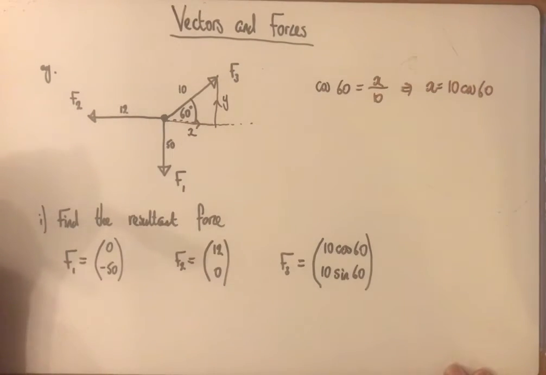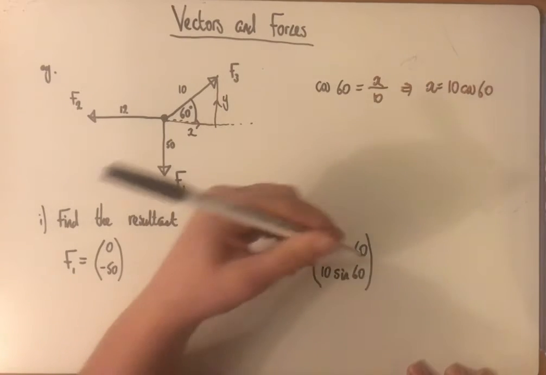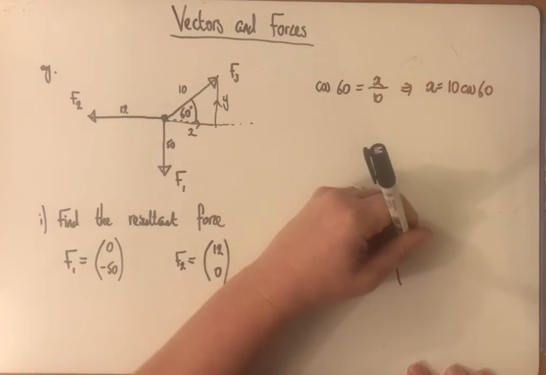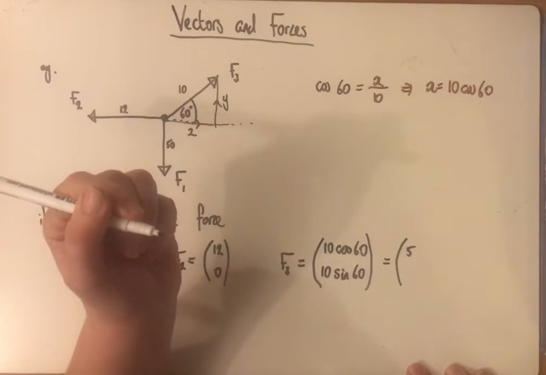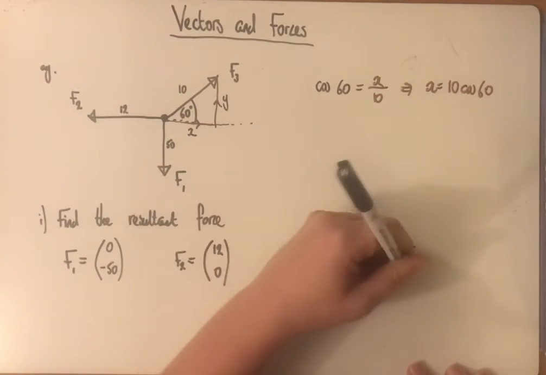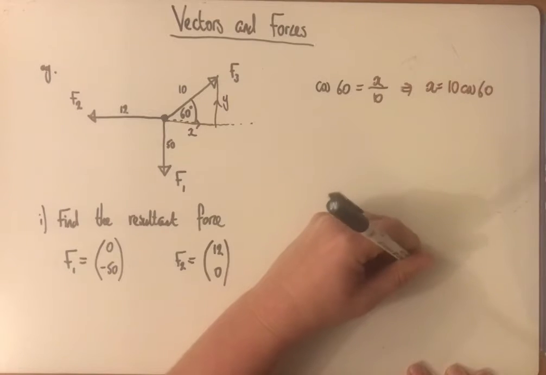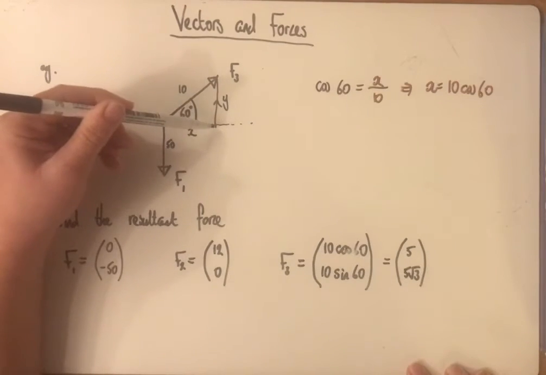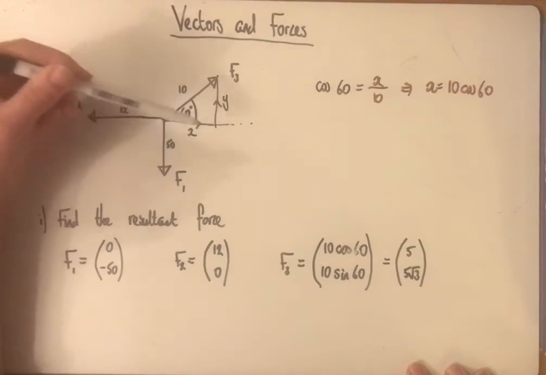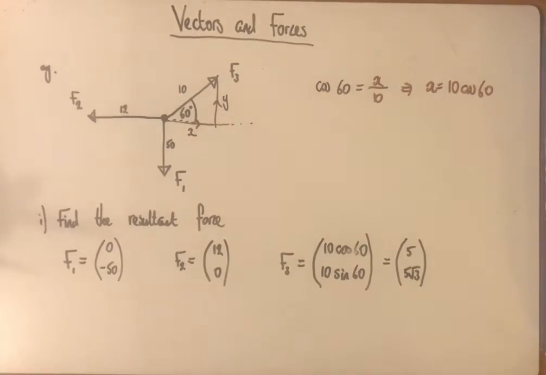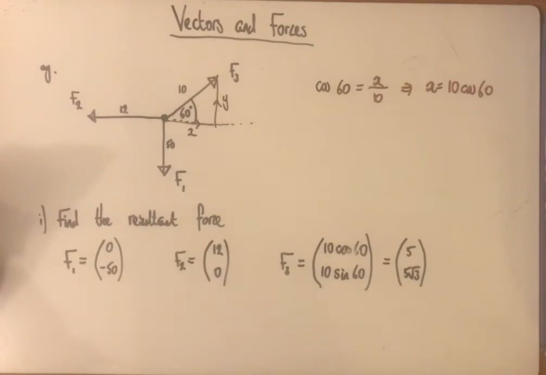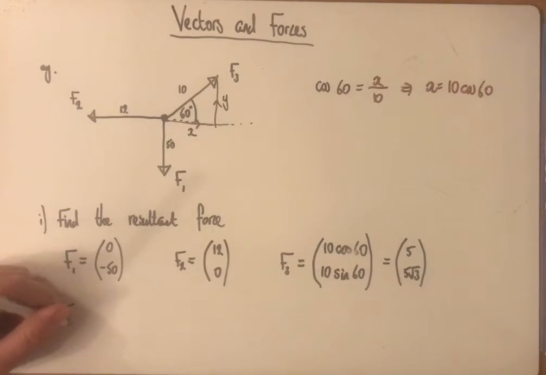Using a calculator, cos 60 is a half. So 10 times a half is 5. And sin 60 is root 3 over 2. So this gives us 5 root 3. So this is 5 in the positive x direction, 5 root 3 in the positive y direction, if you had those on coordinate axes. And then to find the resultant force, you literally just add the forces together.